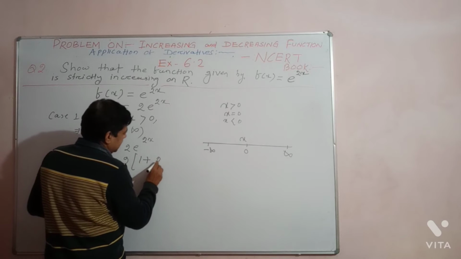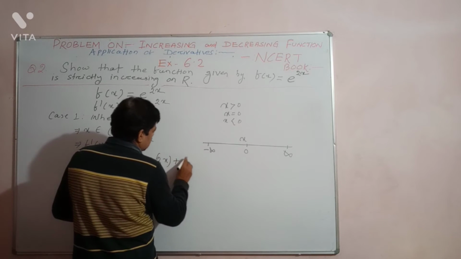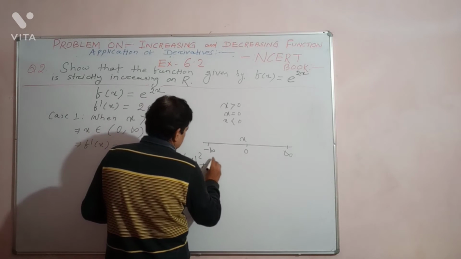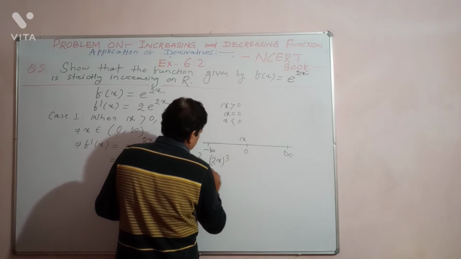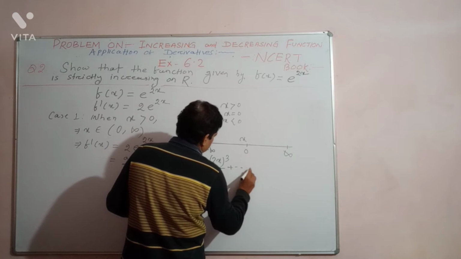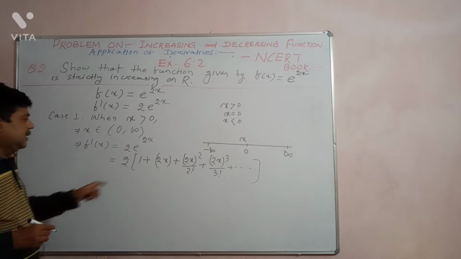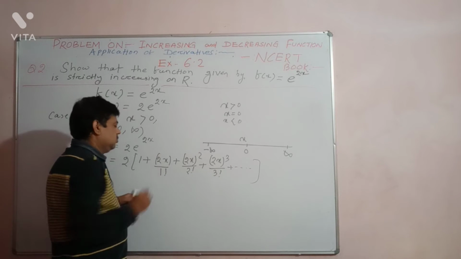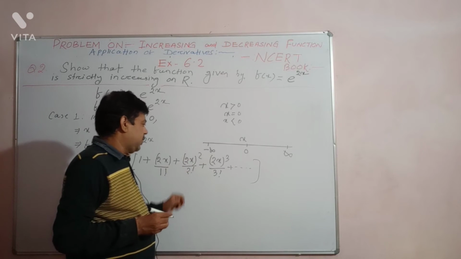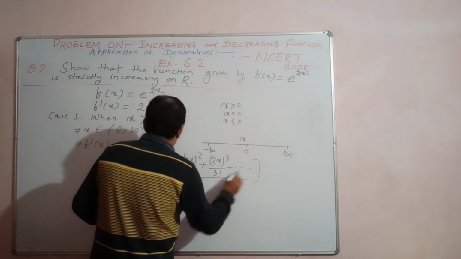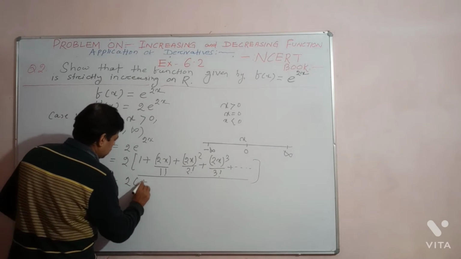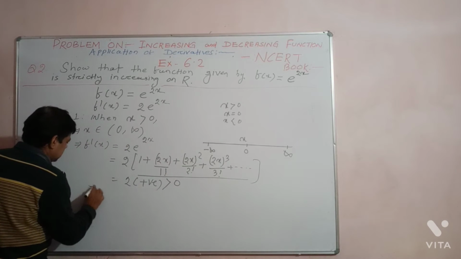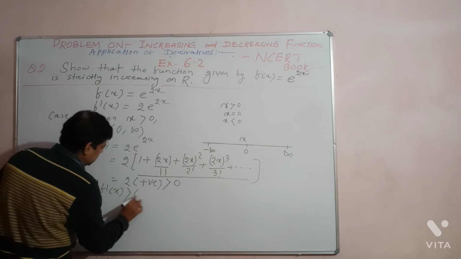1 plus 2x. If you expand this, it is 2x whole square by 2 factorial plus 2x whole to the power 3 by 3 factorial. All of you know, you will expand e to the power 2x. It will be 1 plus 2x divided by 1 factorial. 1 factorial means what? 1 factorial is 1. Then 2x whole square by 2 factorial, and these values are positive. Understand or not? These values are positive, which implies greater than 0. So that implies f dash x is greater than 0.